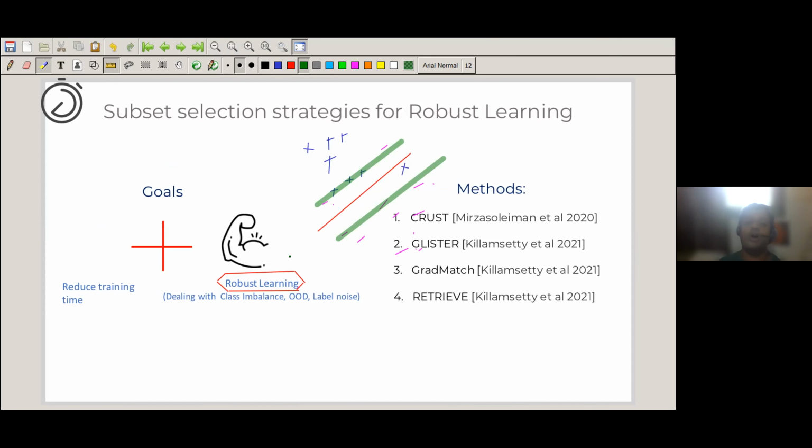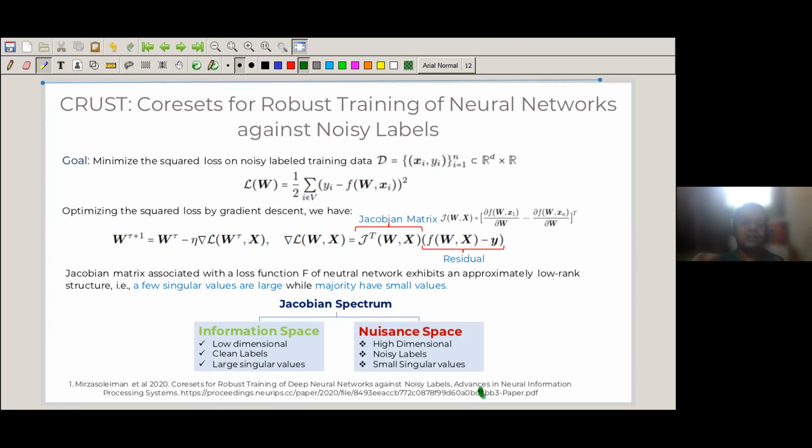Now, can this be done for deep learning models when the objective is not even support vector? So the methods that I talked about, Glister, GradMatch, Retrieve, all of them generalize well. They can be reapplied. They are all reused here. In addition, I'll talk about one new method called CRUST, which also gives you robustness. So what's the idea behind CRUST? The idea here is that you want to minimize the squared loss on noisy label training data. So this label data can have noise in the form of the Ys.